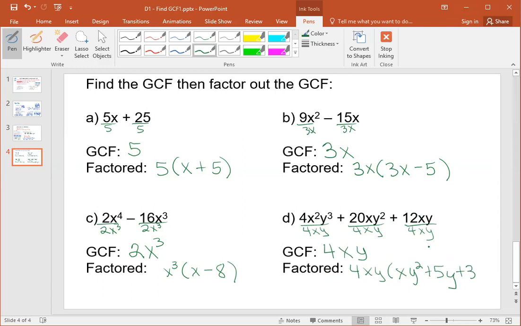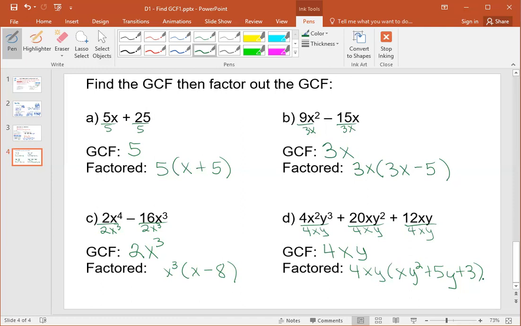The x's go away, the y's go away, and so that is my final factored form, the GCF of 4xy times the remainder, which was x y squared plus 5y plus 3.